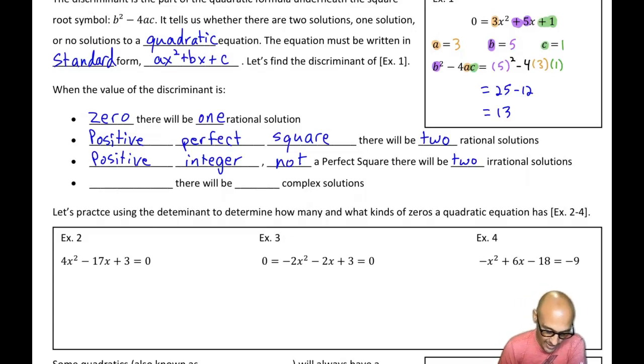And lastly, if the discriminant is negative, then in that case, there will be 2 complex solutions. So a solution involving complex numbers or imaginary numbers.